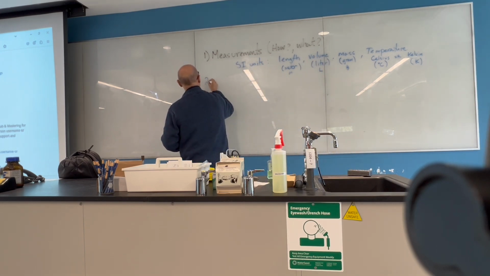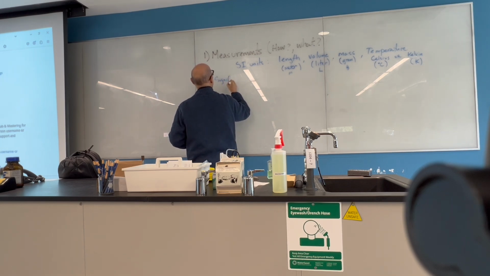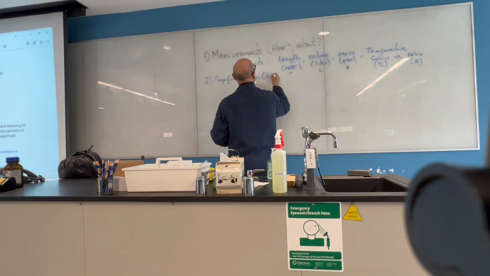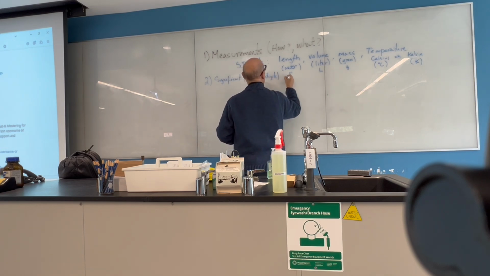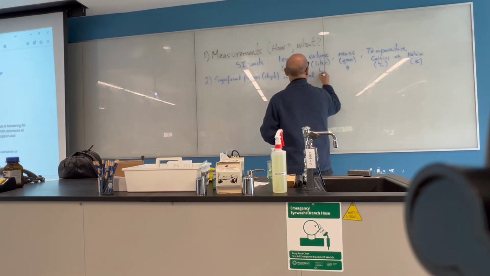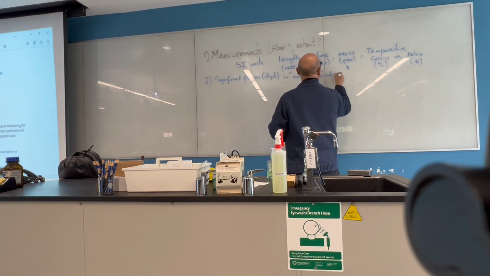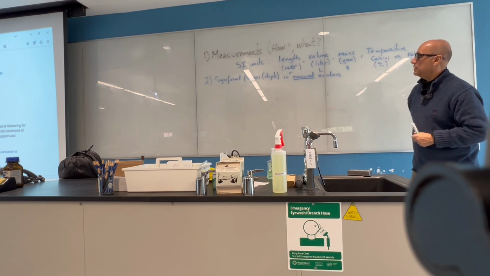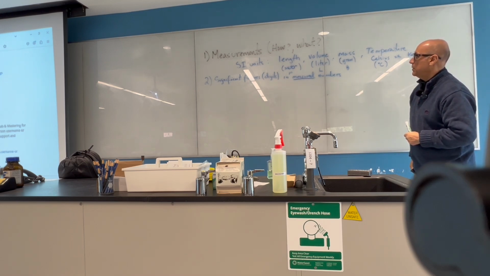The second thing is something called significant digits or figures in measured numbers. And let me emphasize the word measured. So we'll cover that briefly in a few minutes.